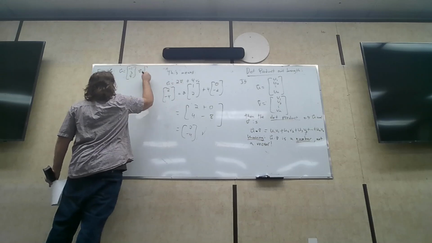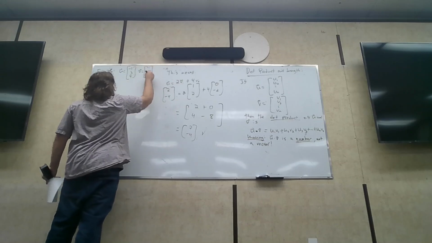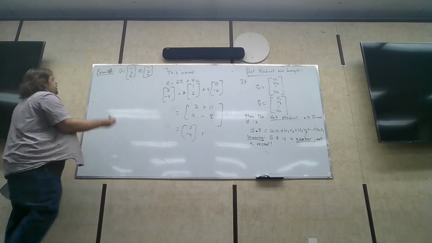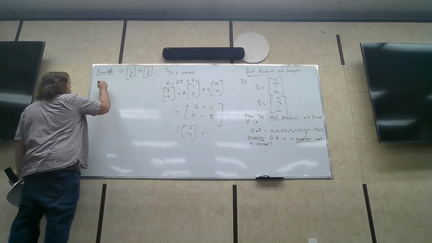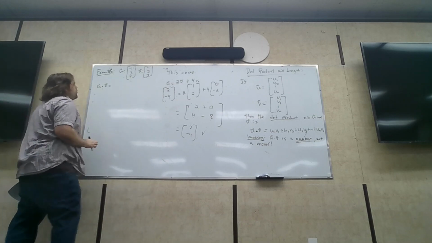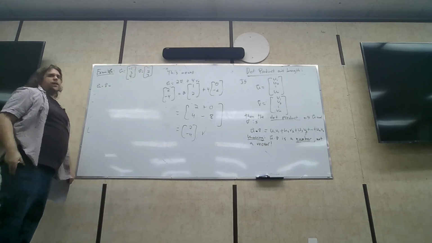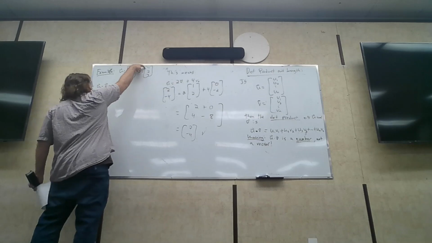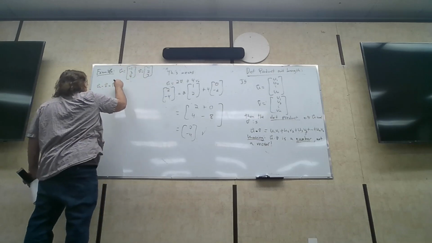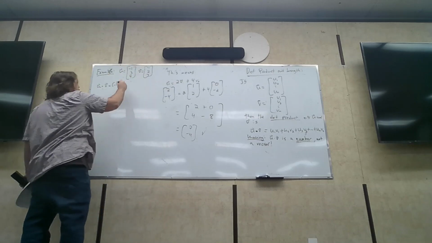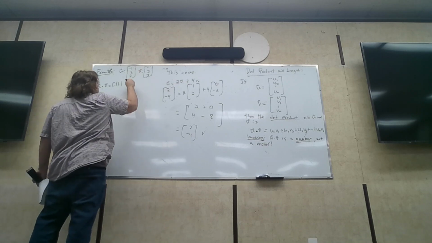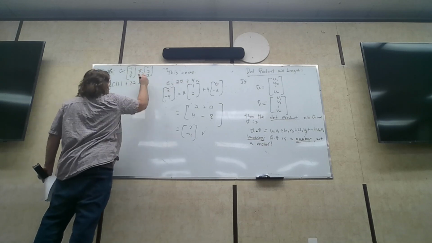And V is 1, 2, 3. Doesn't matter. So then U dot V, what do we do? We just multiply them component by component and add them up, right? So minus 1 times 1. Now this is regular multiplication. 3 times 2 plus 4 times 3.